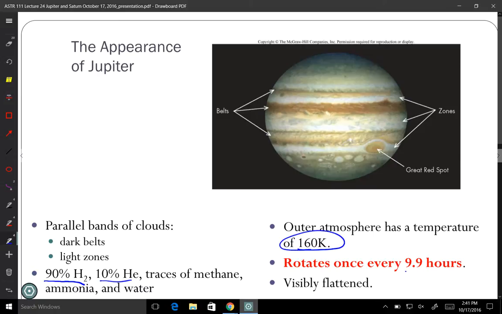And it rotates once every 9.9 hours, which is why it's visibly flattened. You can tell that's not a sphere. That's oblate. It's eccentric, with an eccentricity of, like I said, 0.33 or 0.34. I'll put 0.34 here because I put 0.33 on the other slide. That way it'll be right on one of them.